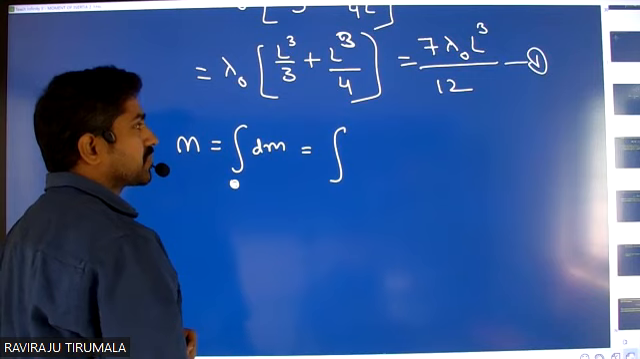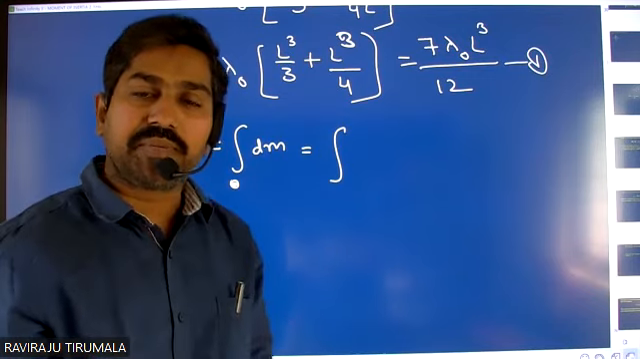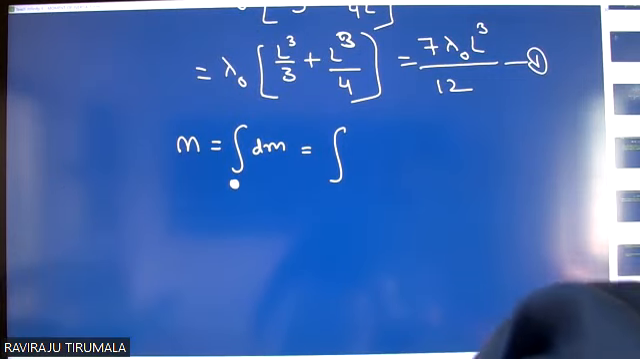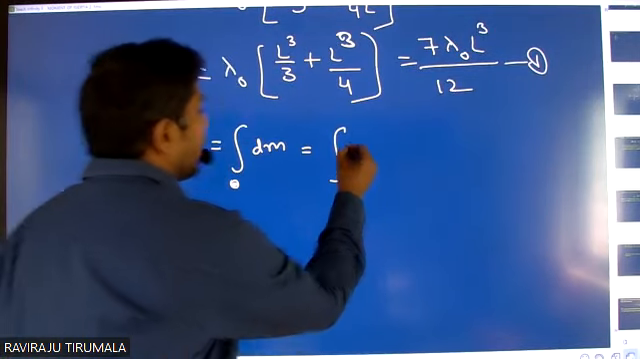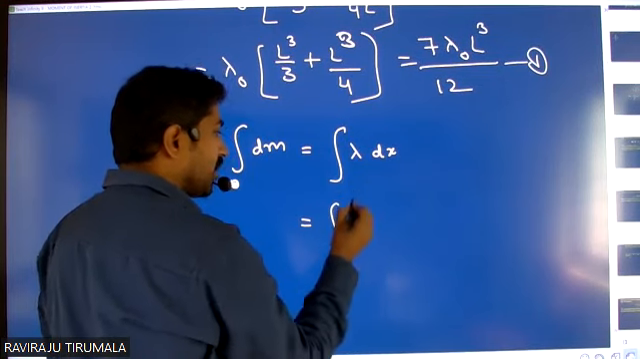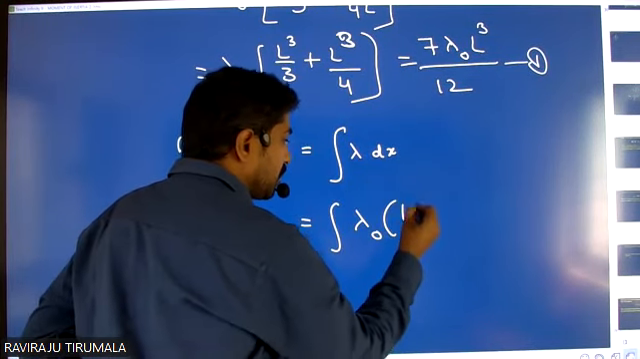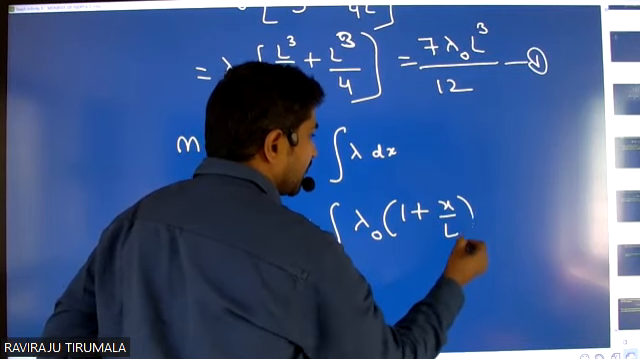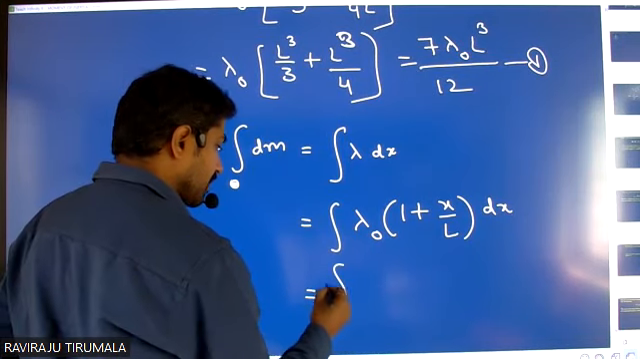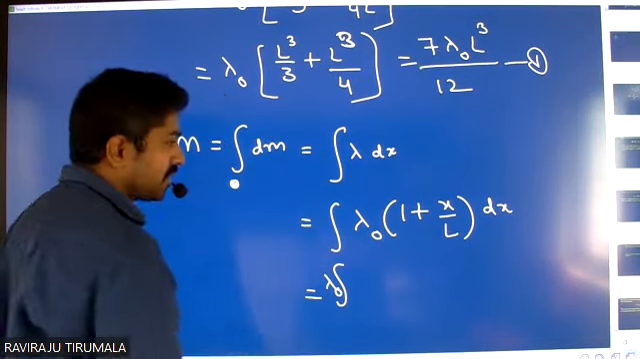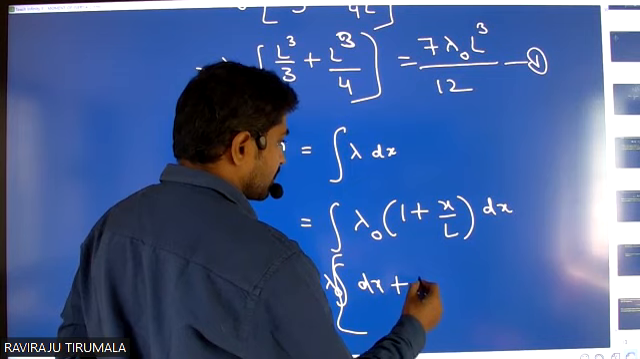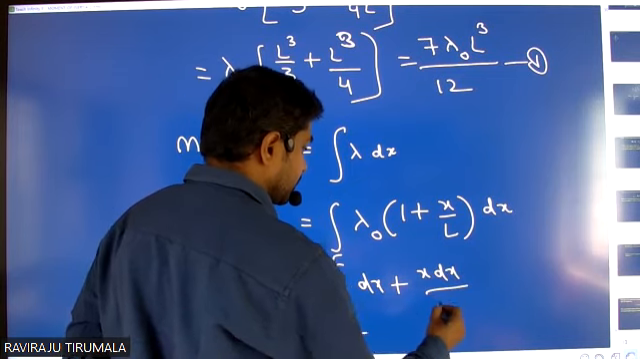What can we write for dm? Already I have written there. Lambda can be taken as mass by length, dm by dx. So it will be lambda dx. Lambda means already we have written. What is lambda? Lambda naught into (1 plus x by L) into dx. And this will be the integral. Of course, lambda naught is common here, and integral dx plus x dx by L.